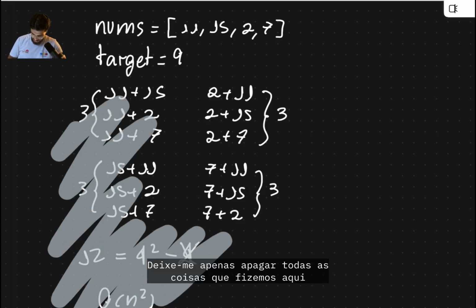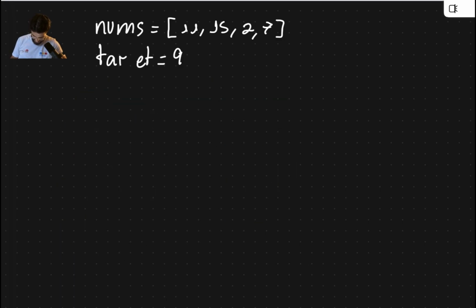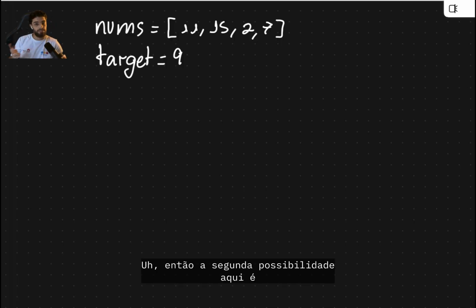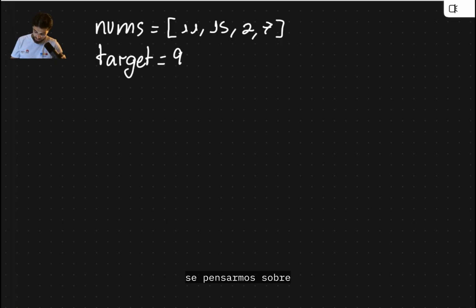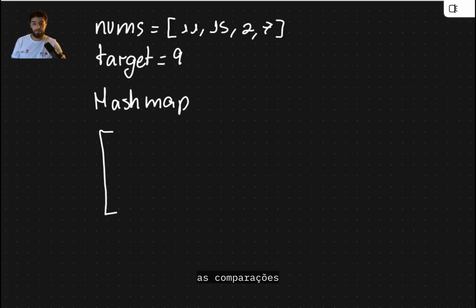Okay, so now we're going to try a different approach. Let me just erase all of the things we did here. So the second possibility is if we think about a structure called a hash map. I think most of you already know it. If we use the hash map, instead of doing all of the comparisons, we would use a concept that we're going to call the complement.